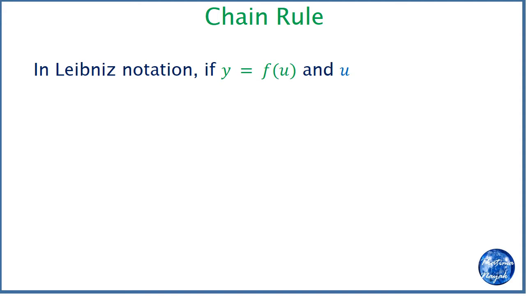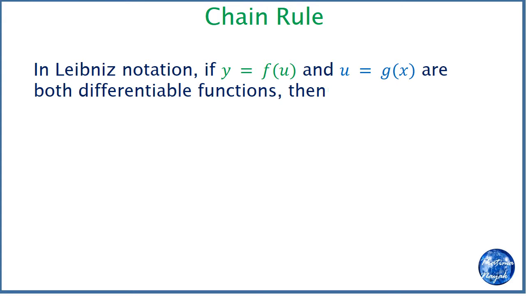In Leibniz notation, if y is a function of u and u is a function of x, both differentiable functions, we can write dy by dx is equal to dy by du times du by dx. This product is equal to dy by dx.